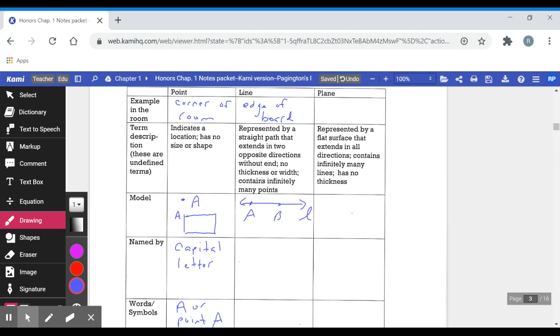And again, we can name a line in various ways. You can name a line either by two points on the line, or you can name it by the single lowercase letter.